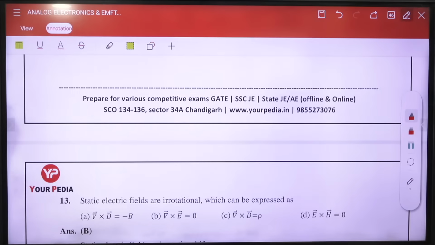Static electric field is irrotational, which can be expressed as... if your field is irrotational, what is the meaning of that? The curl of that field is zero. Irrotational field means the curl of that field is zero.